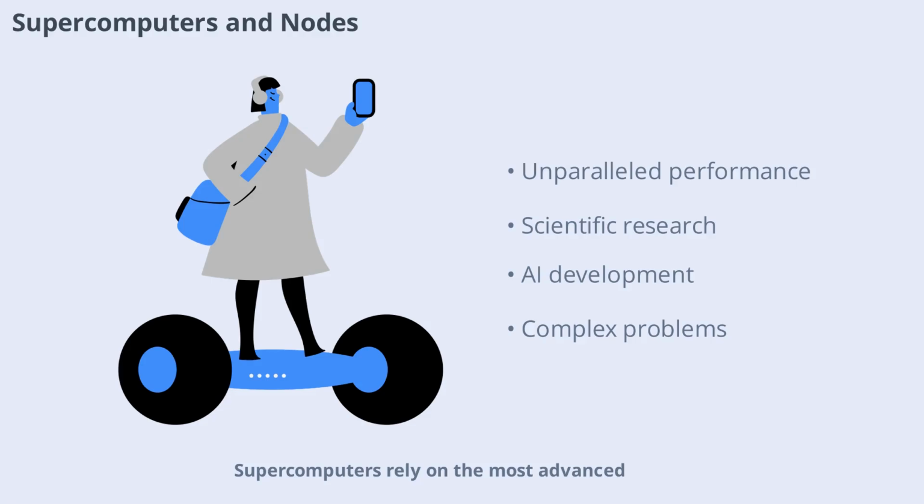Supercomputers rely on the most advanced process nodes to deliver unparalleled performance. These machines drive scientific research, weather forecasting, and AI development. The push for smaller nodes enables supercomputers to tackle increasingly complex problems.